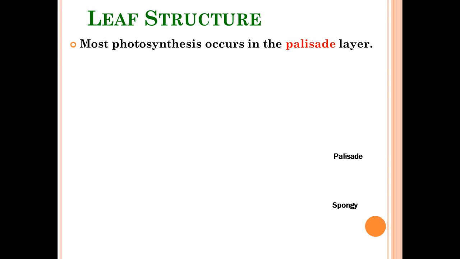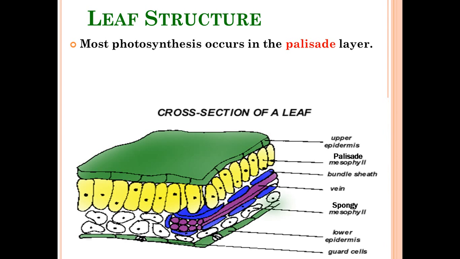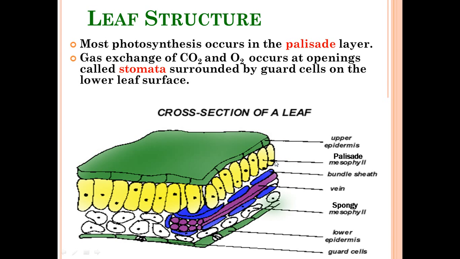The structure of a leaf allows photosynthesis to happen. Most of the photosynthesis occurs in the palisade layer. The palisade layer, as it's labeled here, includes the mesophyll, the bundle sheath, and the vein, right here. Gas exchange of carbon dioxide and oxygen occur at openings called stomata, surrounded by guard cells on the lower leaf surface. That would be down at the bottom of the leaf, right here. This allows gases to go in and out of the leaf.